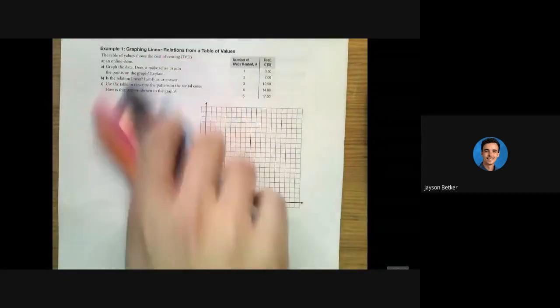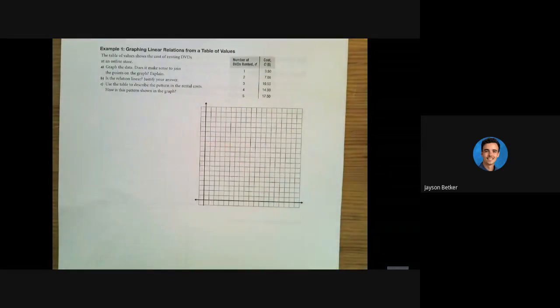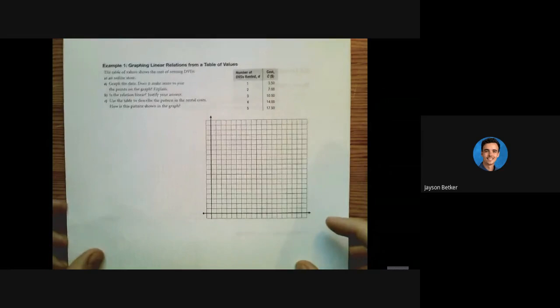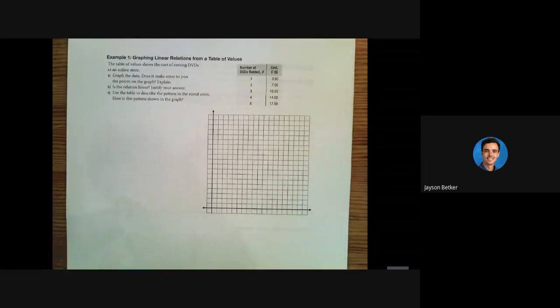The first one is talking about the number of DVDs rented. That sounds familiar, so we'll just jump right into it. The table of values shows the cost of renting DVDs at an online store. So first off, we have to graph the data. And does it make sense to join the points on the graph? That's our main question. And then we have to talk about whether the relation is linear. Remember, that just means that it's a straight line on the graph. And then use the table to describe the pattern in the rental cost. We'll get to that part.